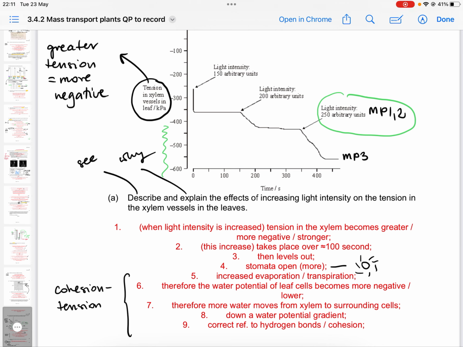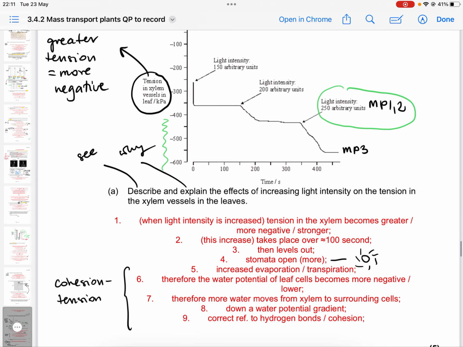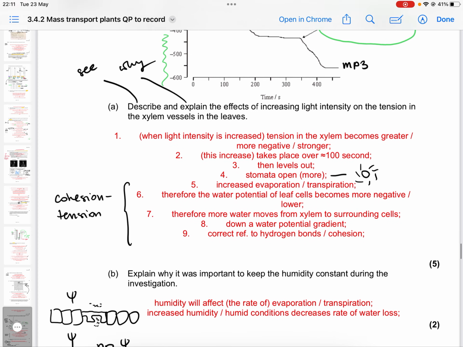transpiration. Coming back to the aspect of cohesion tension, so remember the water will be pulled up the xylem as a column, and we can refer here to the fact that water molecules cohere together, so stick together, so can be pulled up as a column down a water potential gradient. So that was question A.